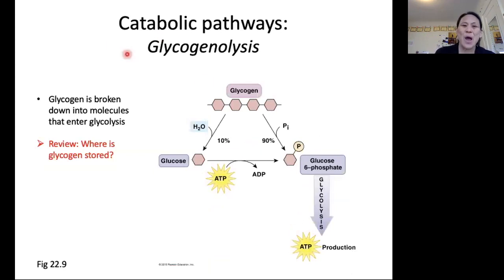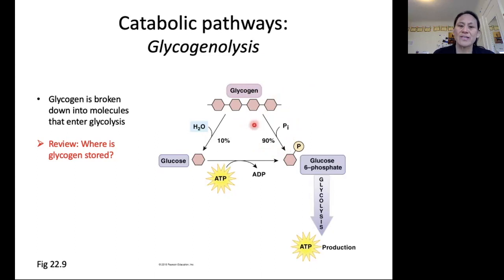Again, looking at word roots, we have glycogen here and then lysis here. So glycogenolysis is the breakdown of glycogen. Remember that glycogen is a polymer of glucose. So the process of glycogenolysis is the breakdown of glycogen into its component glucose molecules. It's actually mostly glucose 6-phosphate because, although you can't really see it in the figure here, there's a phosphate between each of the glucose molecules as they are strung together.